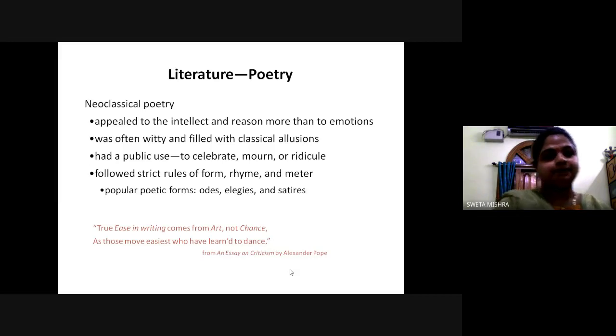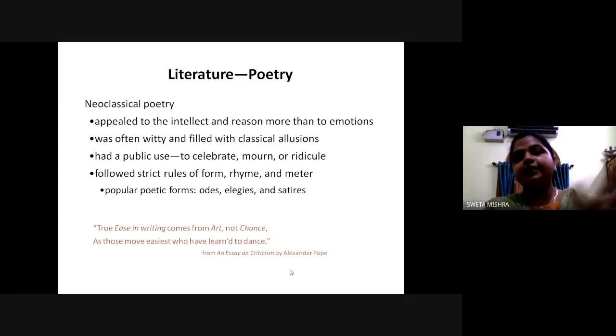Now, after drama and prose, we come to the next important genre, that is poetry. In terms of poetry, we call it neoclassical poetry, which appealed to the intellect and reason more than to emotion. This is the major characteristic of the poetry of this era, which you will not find in the previous era. More than emotion, it gave emphasis to intellect and reason. That became the main motive of the poetry.